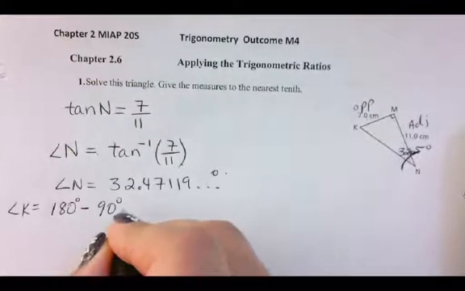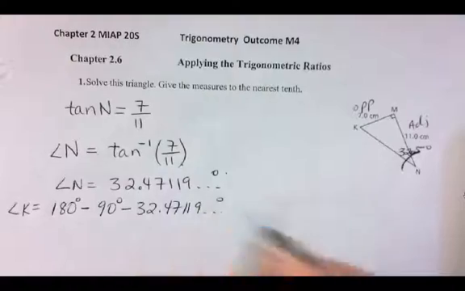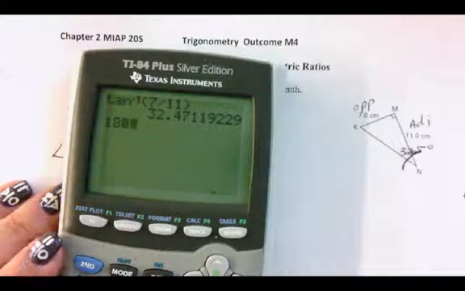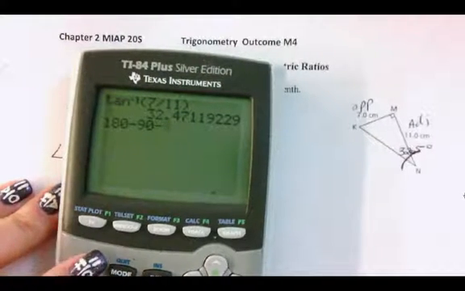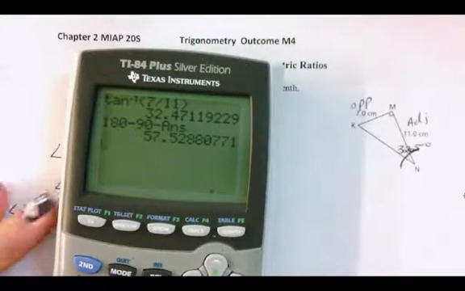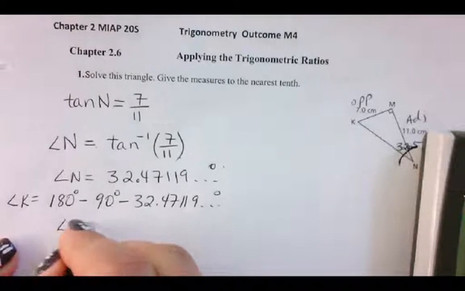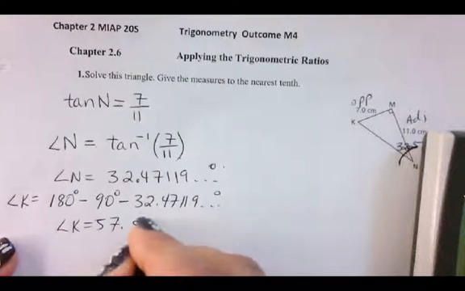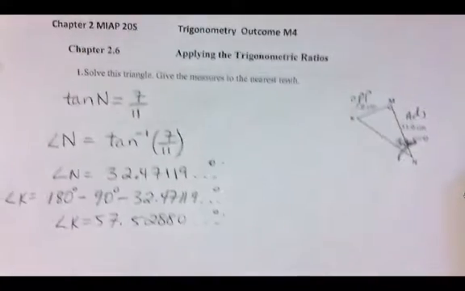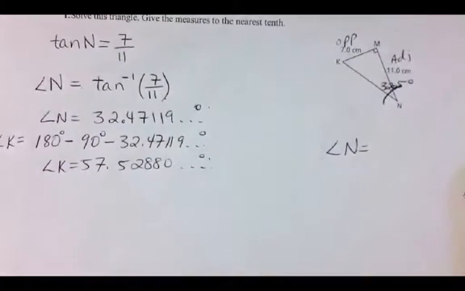Angle K equals 180 minus 90 minus 32.47119 dot, dot, dot. Now in your calculator, you could go 180 minus 90 minus, and then answer. That'll recall the previous number, 57.528. And now I can round. So angle K equals 57.52880 degrees.